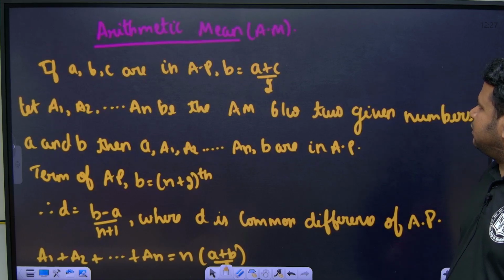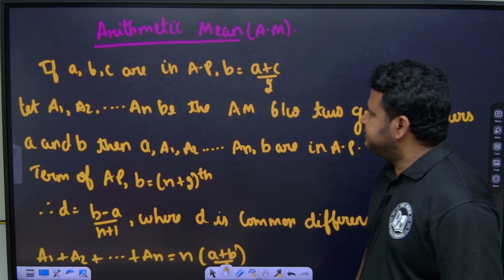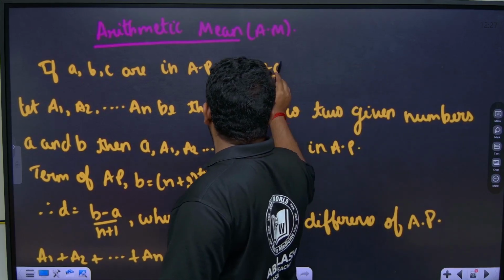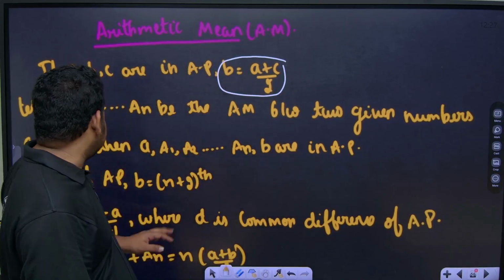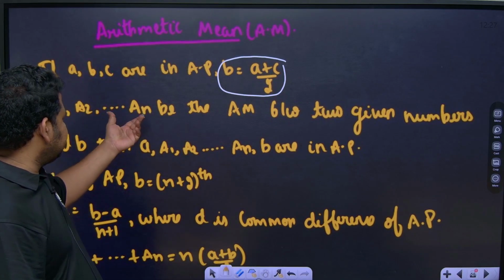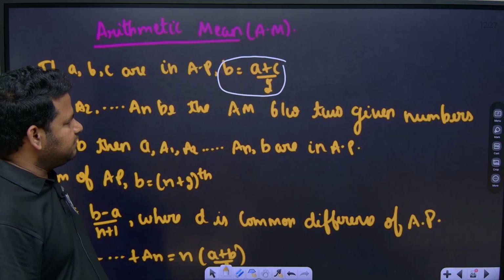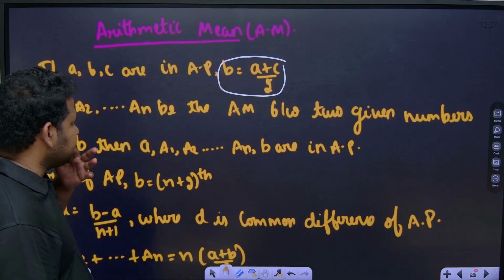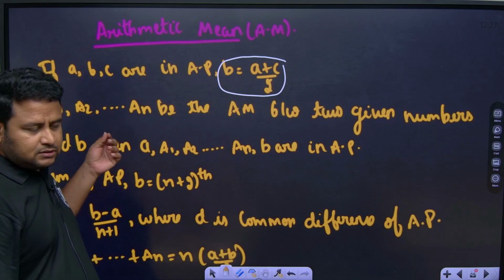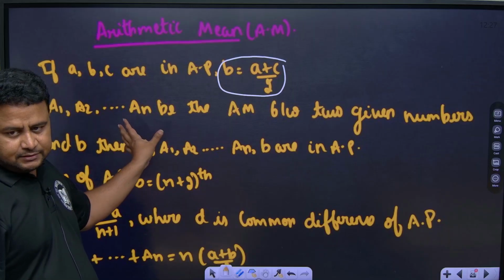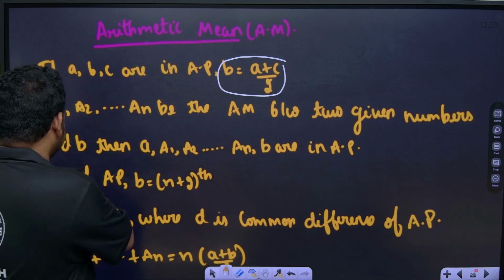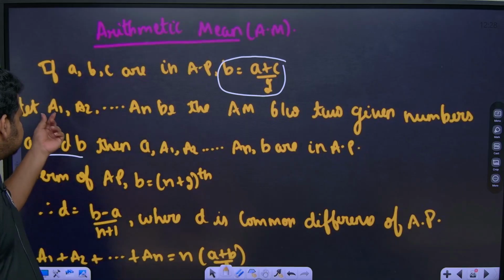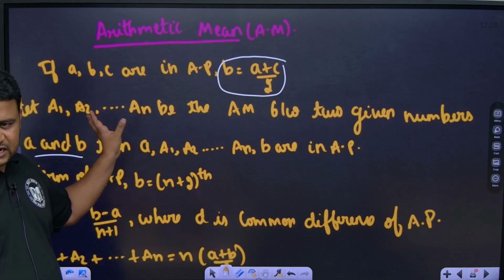Okay. Now arithmetic mean. So if a, b, c are in AP, then b is equal to a plus c by 2. That is the condition of AP. We know that. That is not the thing here. Let A1, A2 up to An be the arithmetic means between two given numbers. That is, suppose there are two numbers, between them there are so many numbers which are arithmetic means. Between two given numbers a and b, there are numbers like A1, A2, An. They are the arithmetic means.